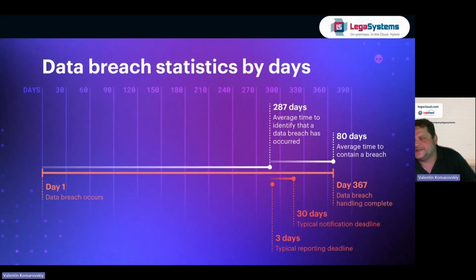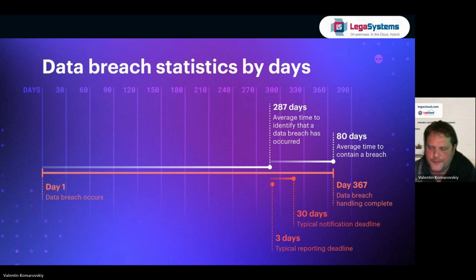So some interesting statistics is the time it takes to identify that a breach has occurred. And that's 287 days. And the reasoning is that in many cases, organizations don't know that they have been breached until their data is found somewhere on the dark web, because there isn't sufficient monitoring in place to identify that some information has been leaked.